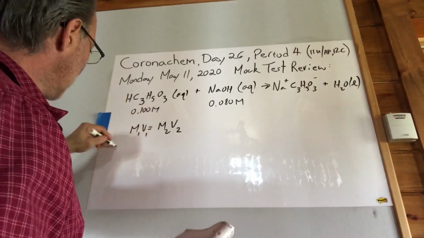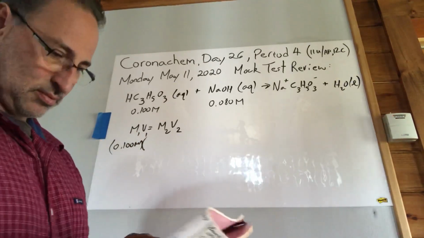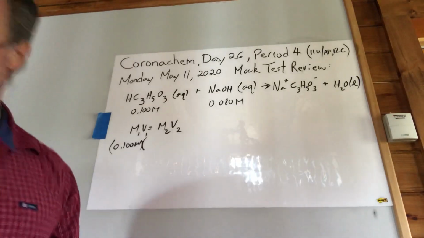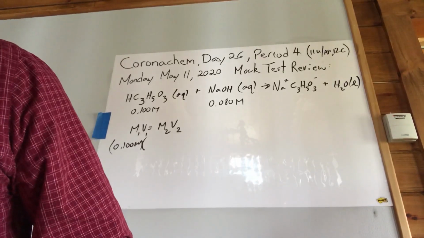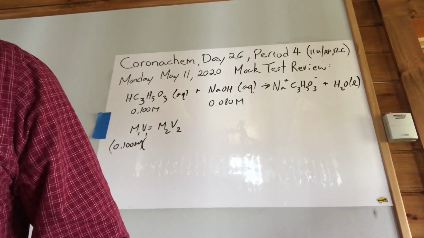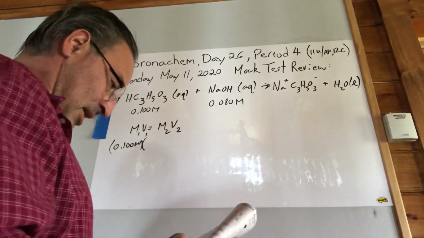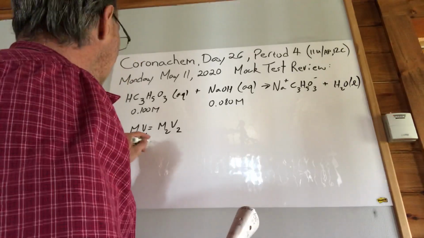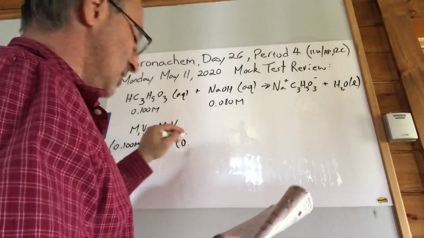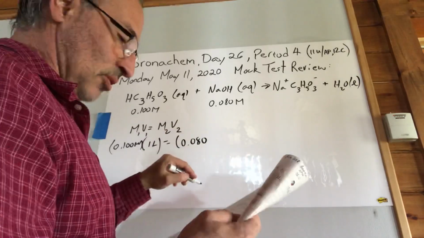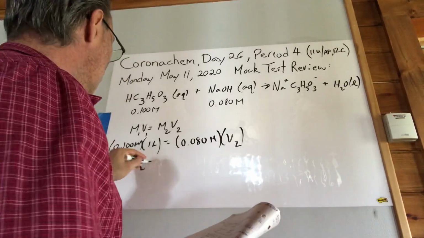So the concentration of the lactic acid is 0.1 molar. The volume is, what is it? Just double checking. So I put 1. To make it easy to do the calculation, I chose 1 liter as the volume. Why give yourself trouble? So 0.080 molar times volume 2, which is what you need. So V2 would have to be 1.25 liters.